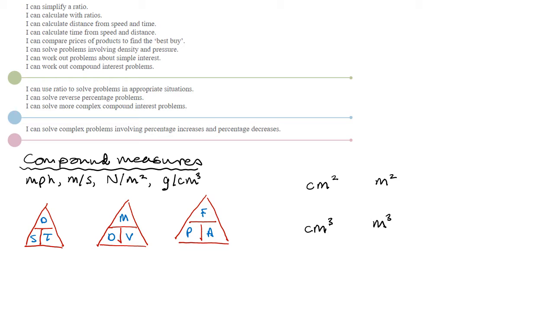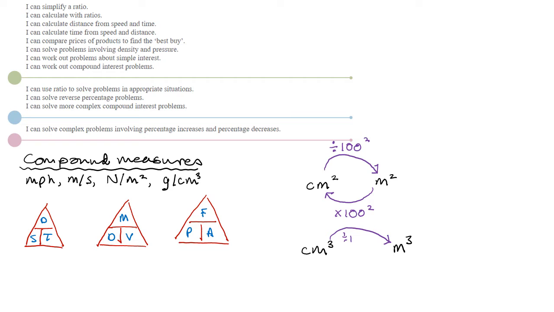So how do we do that? Well, if I want to change centimeters to meters, I would divide by 100, but since this is a square unit, I divide by 100 squared. If I want to convert meters to centimeters, I would normally times by 100, but since it's a square unit, I times by 100 squared. If I've got centimeters cubed and meters cubed, it's a similar type of thing. So centimeters to meters would be divide by 100, but it's a cubed unit, so I divide by 100 cubed. If I go that way, I times by 100 cubed. So it's useful to be able to convert between those units.